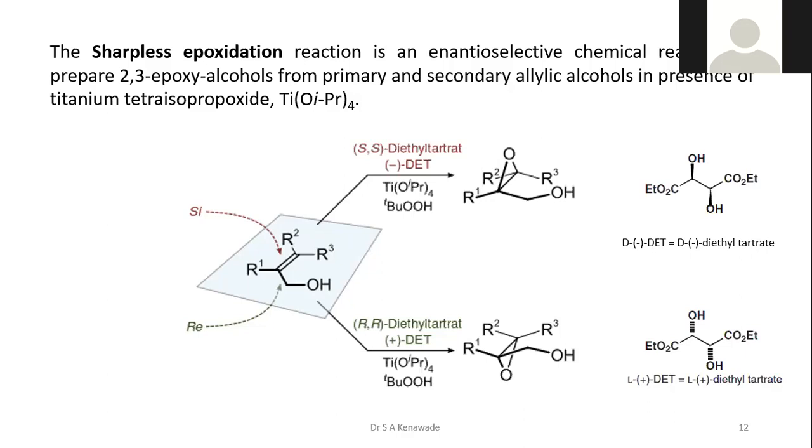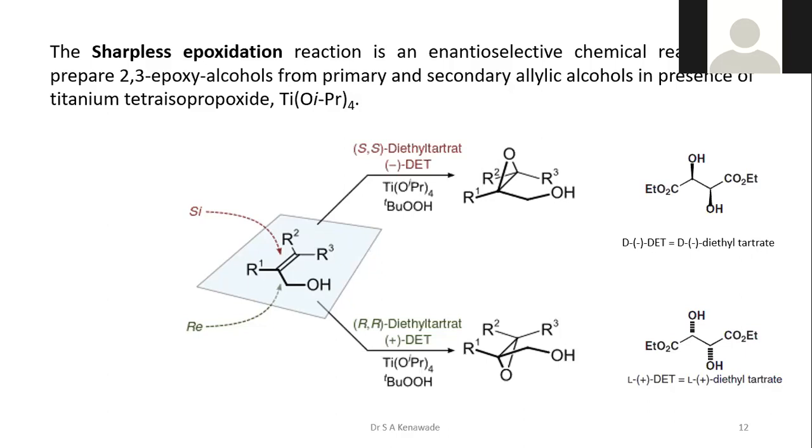When a primary or secondary allylic alcohol is present and we want to epoxidize this molecule, then our catalyst is diethyl tartrate with titanium tetraisopropoxide in the presence of tertiary butyl hydroperoxide. Then, what is the selectivity? In this case, plus or minus diethyl tartrate is there.